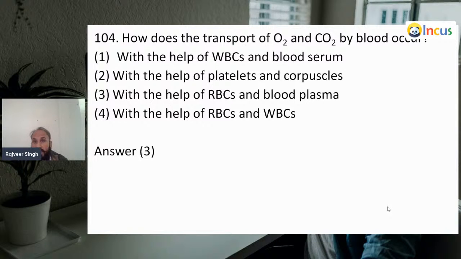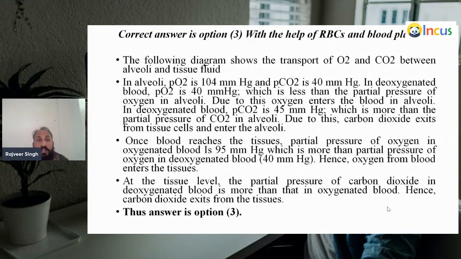With the help of the blood serum, with the help of the platelets and corpuscles, with the help of the RBC and blood plasma, with the help of the RBC and WBCs. So what will be the answer? RBC and blood plasma is the right answer, because the following diagram shows the transport of O2 and CO2 between alveoli and tissue fluids.